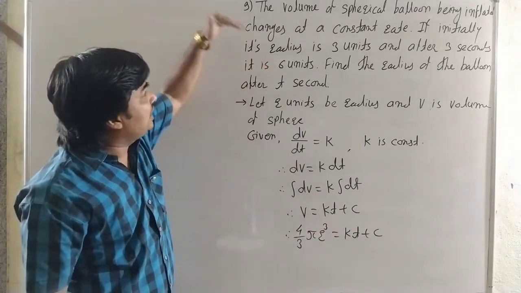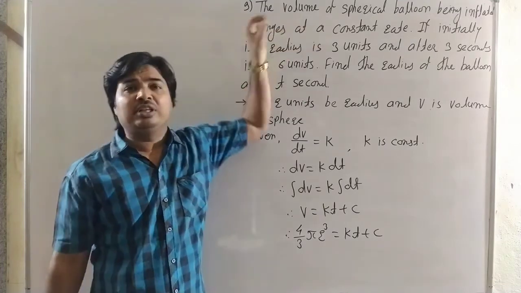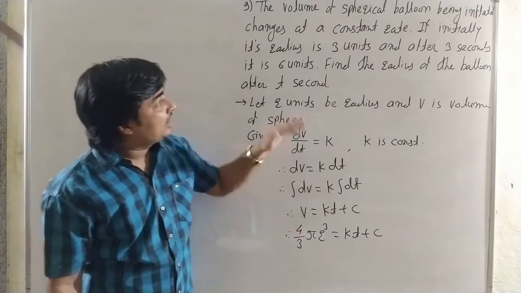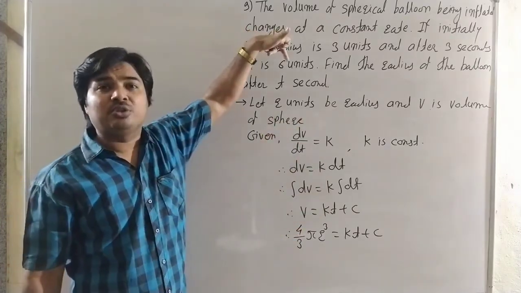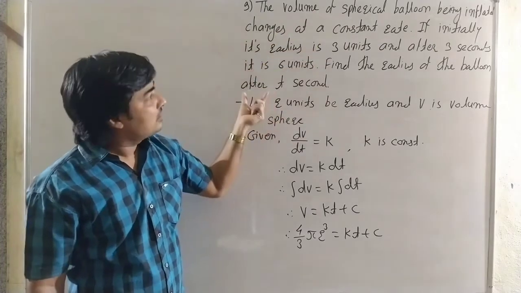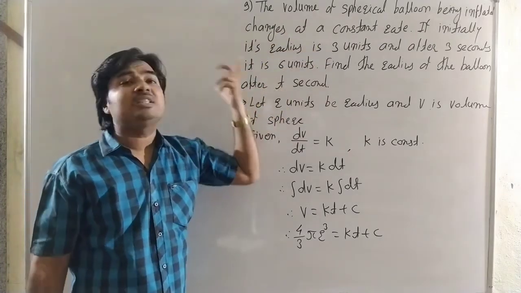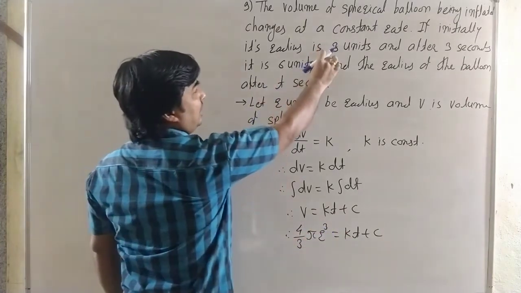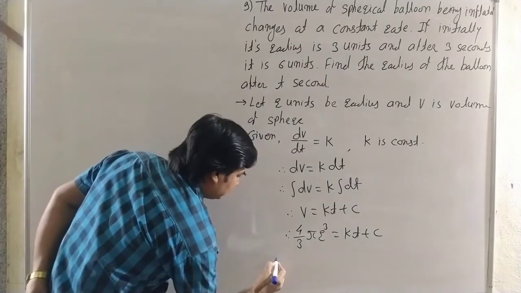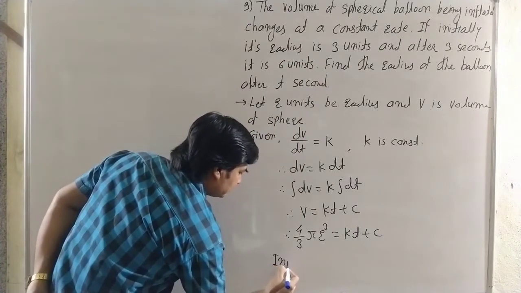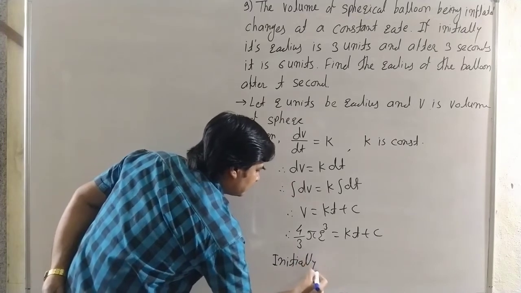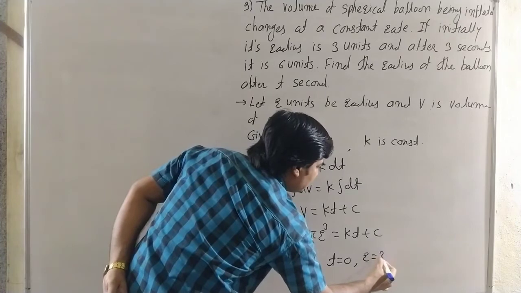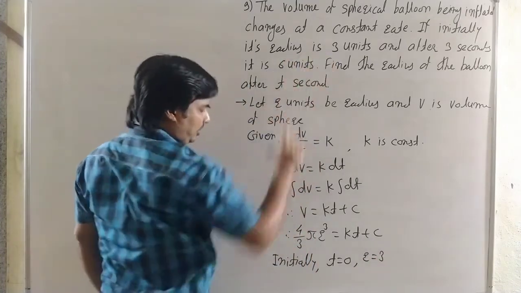Now there are two cases. Initially its radius is 3 units, that means at the starting time t is equal to 0, radius is equal to 3. Then after 3 seconds the radius is 6 units, and we need to find the radius of the balloon after t seconds. First, t is equal to 0, radius is equal to 3 units.